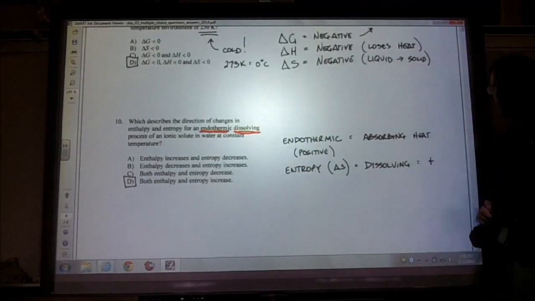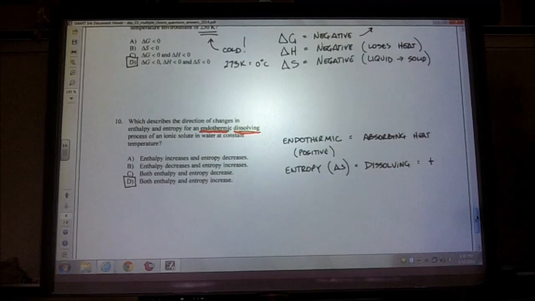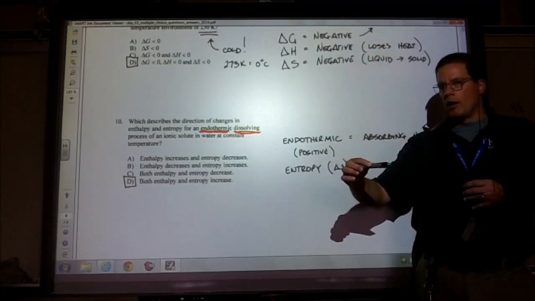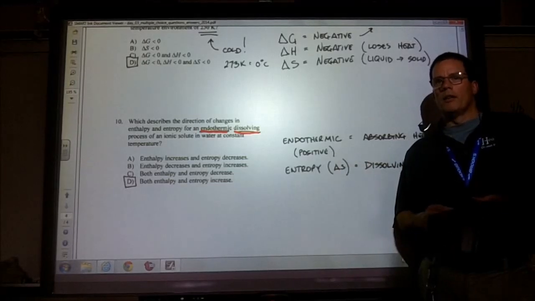Mr. Craig, enthalpy is delta H? Enthalpy is delta H, and it's on your equation sheet as well. If you look on the right-hand side, on the thermo side, it'll tell you that.